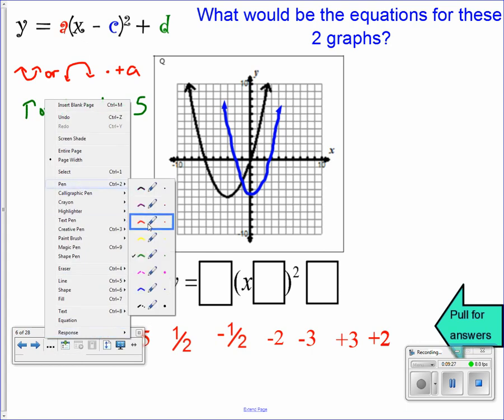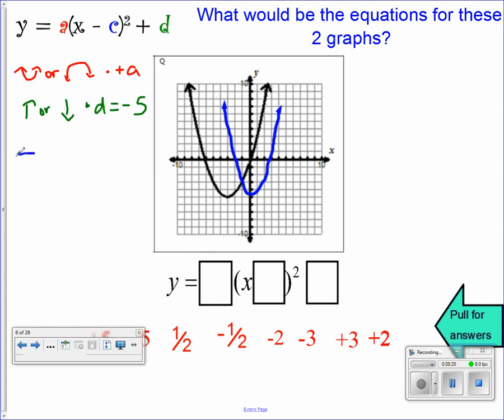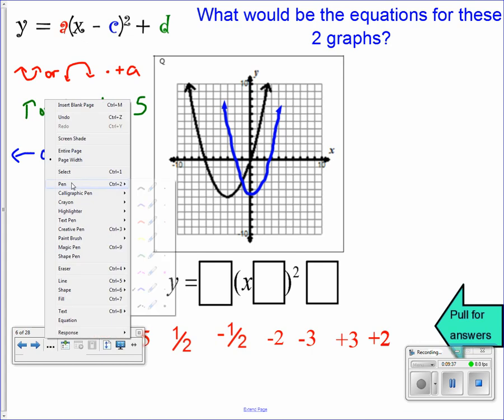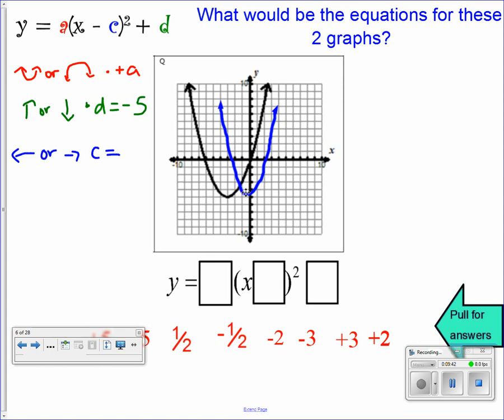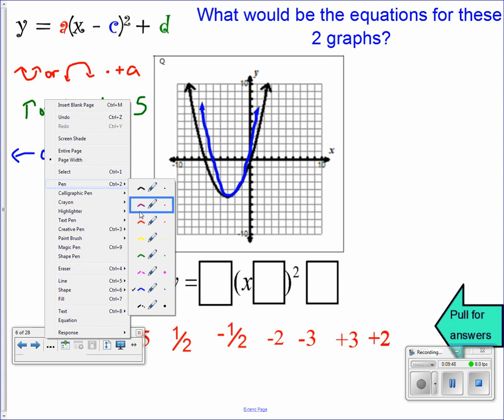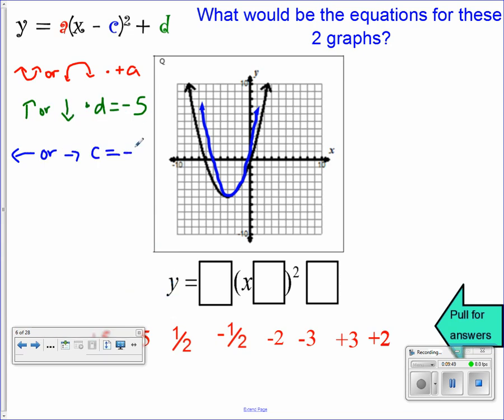Now let's look at our C value. Did it shift to the left or did it shift to the right? If you said to the left, you are correct. And by how much? 1, 2, 3. So my C value is going to be a negative 3.